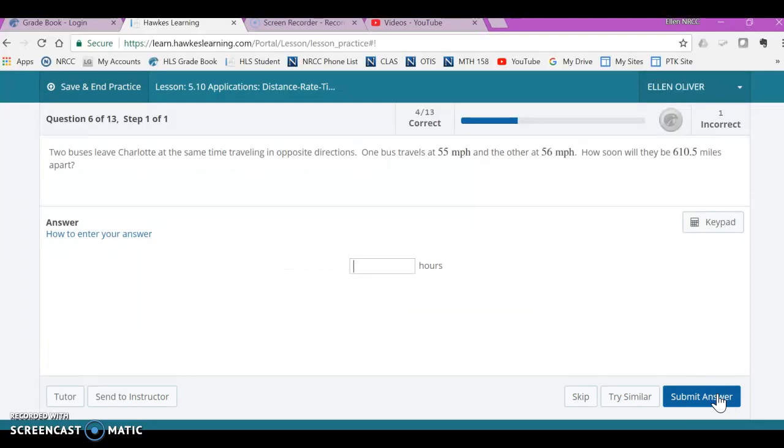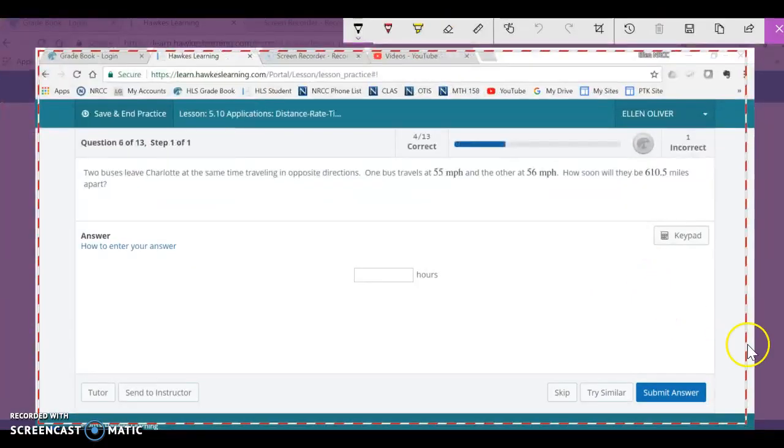Okay. All right, a distance, rate, and time problem again. So I need to think about what I've got going on here. I'm going to draw a diagram to help me. I've got 2 buses. So I've got bus 1. It goes at 55 miles an hour. And bus 2 goes at 56 miles an hour. 1 mile an hour difference.